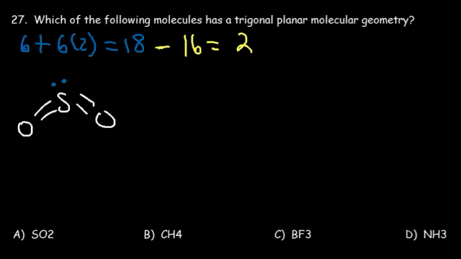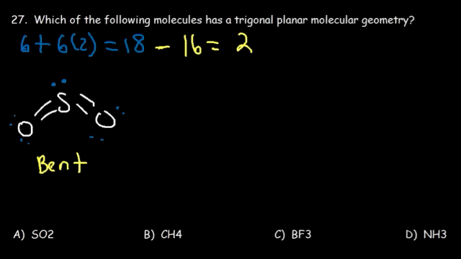Now, whenever oxygen has 2 bonds, it requires 4 electrons, 2 lone pairs. So notice that every oxygen atom has 8 electrons. If you add up all the electrons, you should get a total of 18. And that's the Lewis structure for sulfur dioxide. And it has a bent molecular geometry.